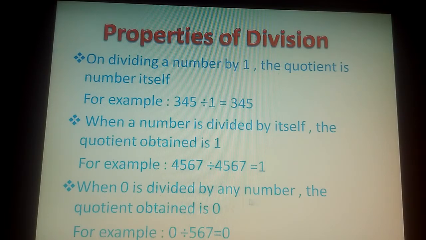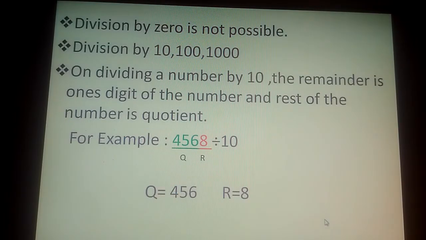When 0 is divided by a number, the quotient obtained is 0 only. Let us take an example. 0 divided by 567, the answer will be 0 only. Whichever number is here, the answer will be 0. If we are dividing 0 by any number, the answer will be 0 only. Division by 0 is not possible. It is very important that division by 0 is not possible.